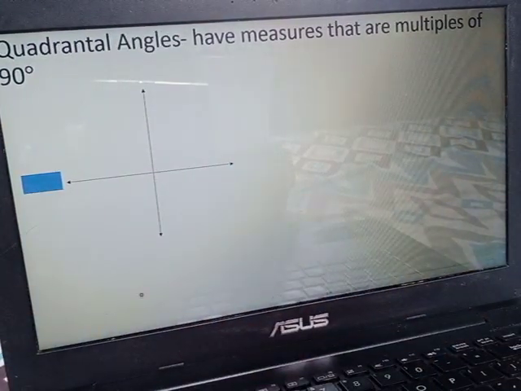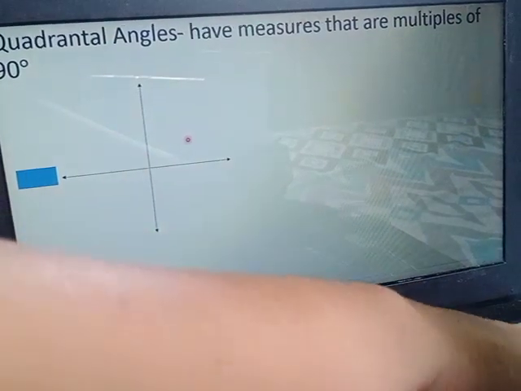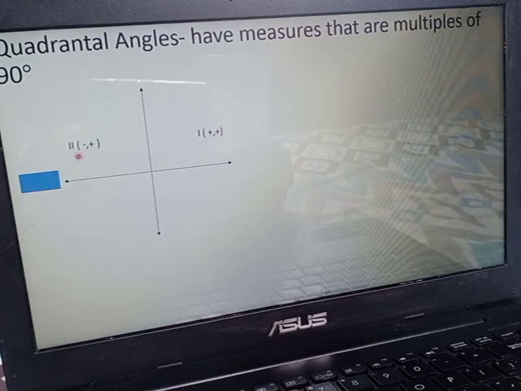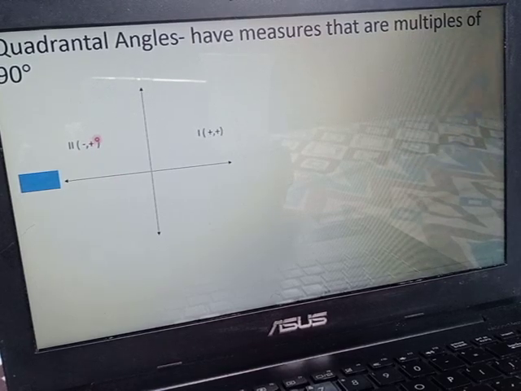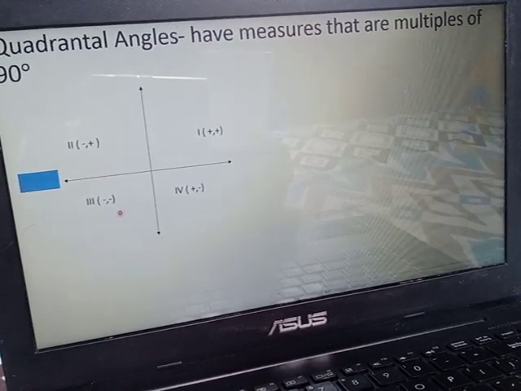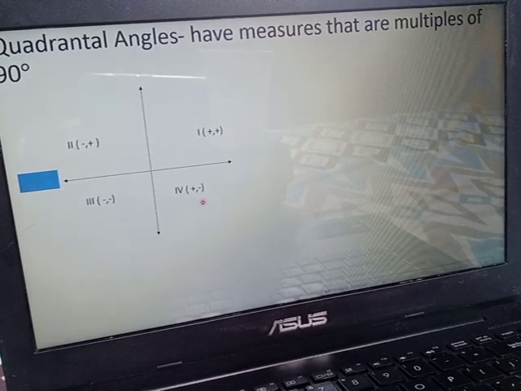If this is our Cartesian plane, this is our quadrant 1. We start this one with our origin. Quadrant 1 has two positives, and this is our quadrant 2, which has negative and positive. This is our quadrant 3, negative and negative. And then quadrant 4, which is positive and negative.